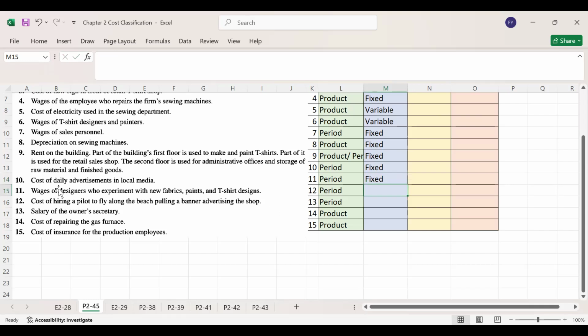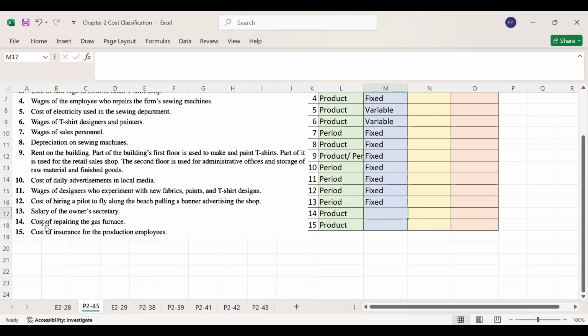Then we have in 12, cost of hiring a pilot to fly. This is the advertisement cost. This is obviously a fixed cost. Then salaries of an owner's secretary. Again, it is a fixed cost. It is not based on the number of units produced.